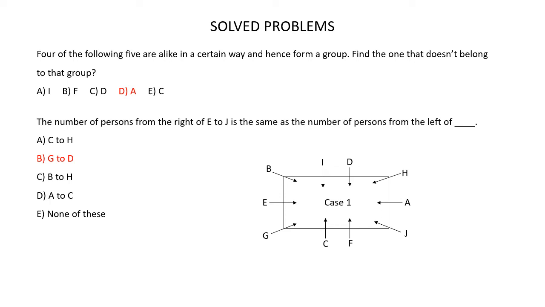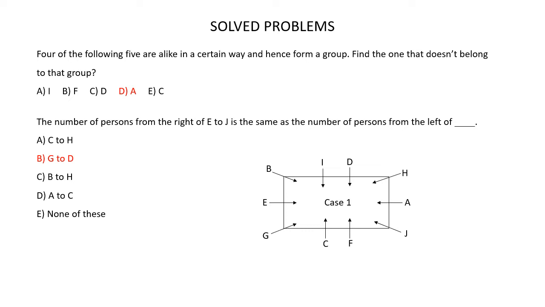Option C says B to H. B is here, H is here. So left of B is towards this side and there are 2 persons sitting between B and H. So option C is wrong. Option D says A to C. A is here and C is here and to the left of A is this way. So there are 2 persons sitting between A and C. So option D also is wrong.